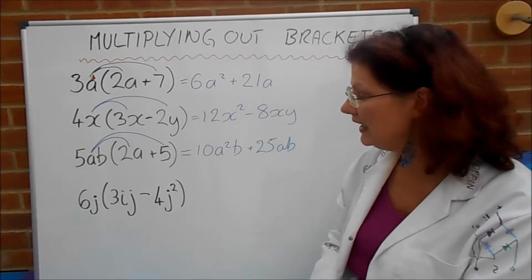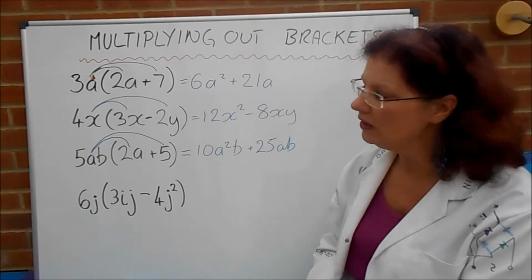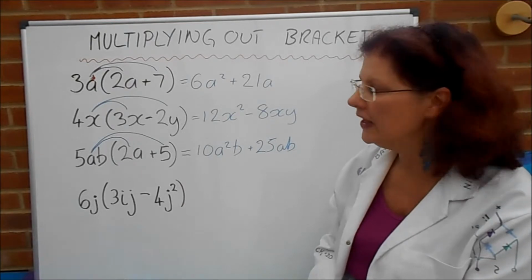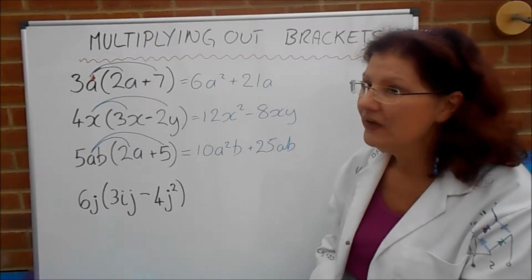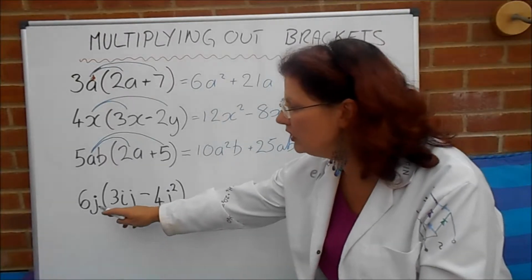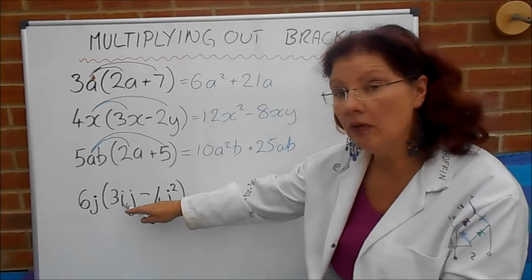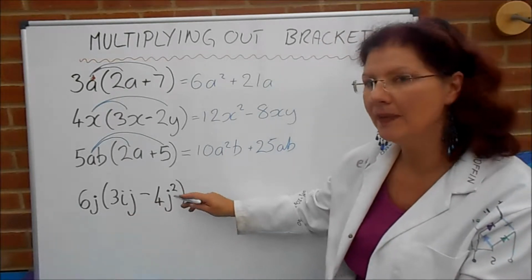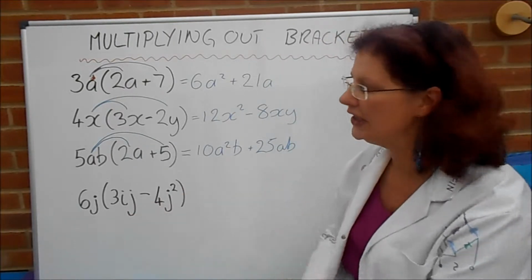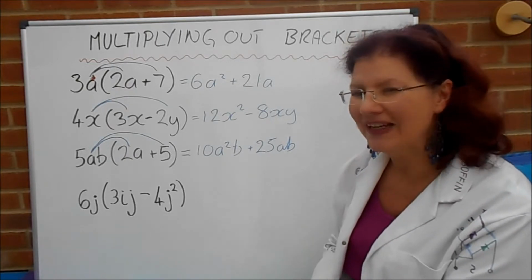And for the last one down here, again, letters all over the place. I've shoved a quick squared in there as well. So have a look at that one. See how you get on. Just remember to count them all up. You've got a j outside and a j in here with an extra i. For this second term, you've got a j outside and a j times a j on the inside. So it's quite a lot of j's there. See how you get on with that. Pause the video.